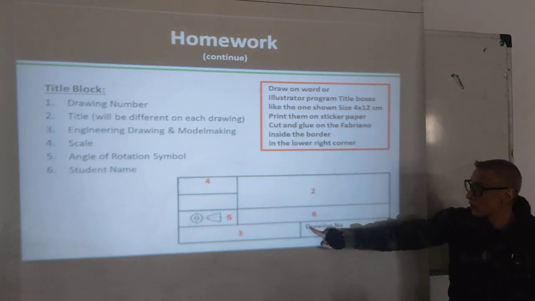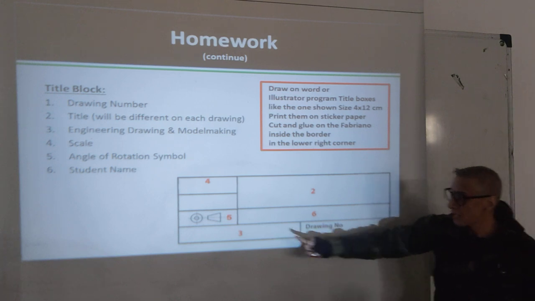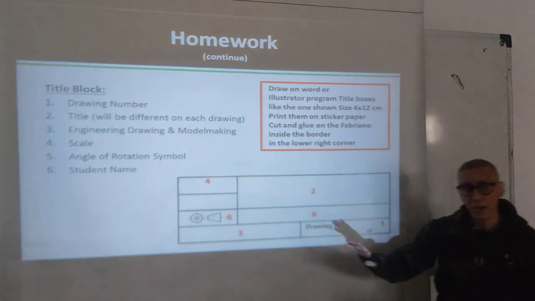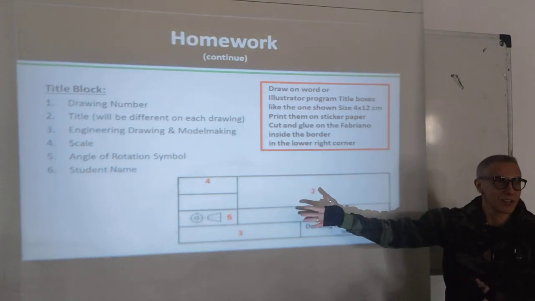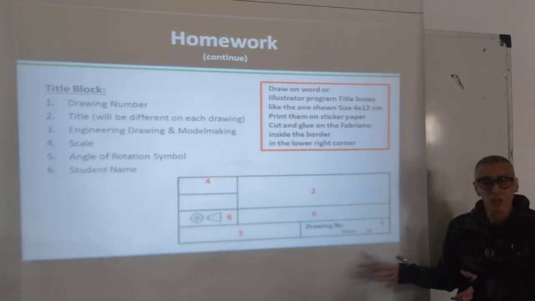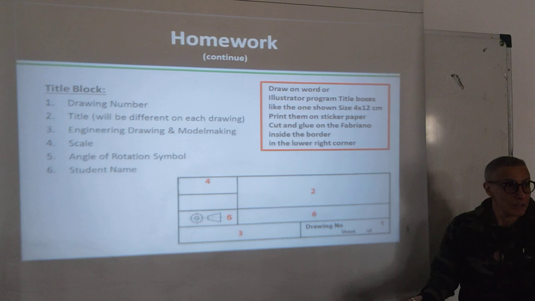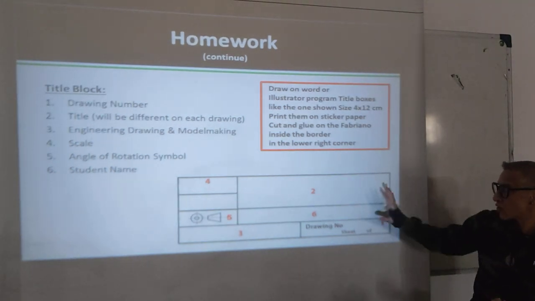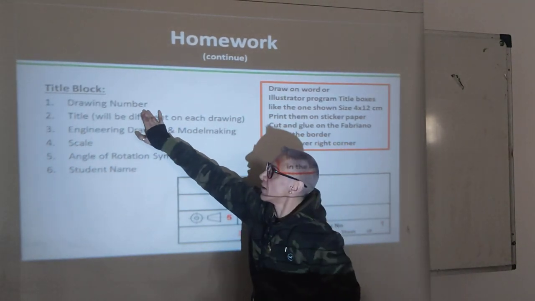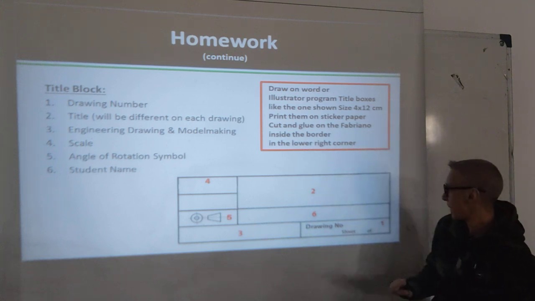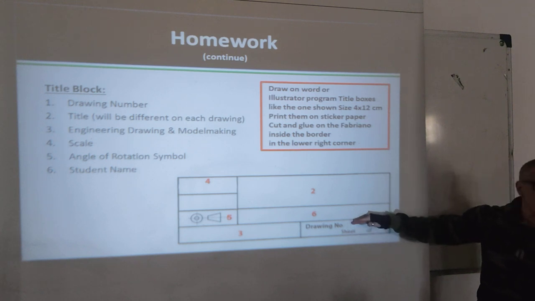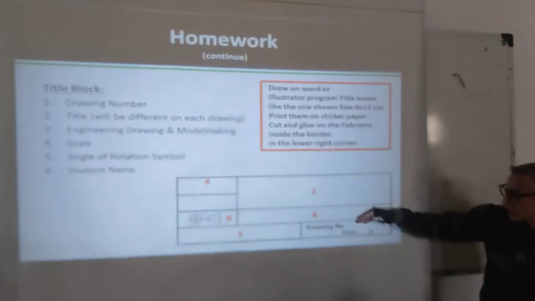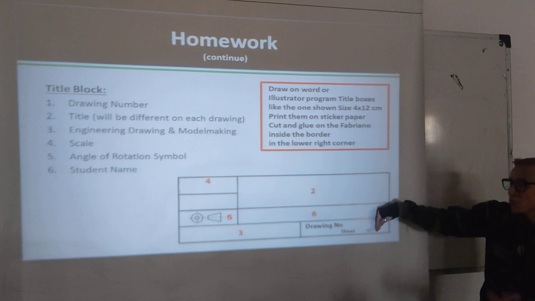Now, all of this needs to be here. This symbol needs to be here. Okay, so if you want to leave it for later so you understand what you're doing, you can do it. You don't have to finish it now. But I'm just telling you what needs to be here. So the drawing number, so 1 here. Drawing number, okay? So this is drawing, for example, the first, the second, what? And sheet 1, what of what?